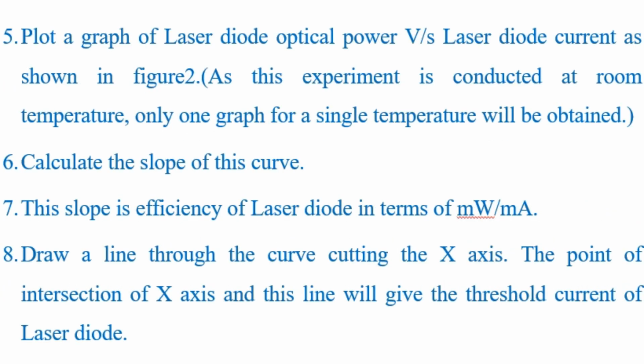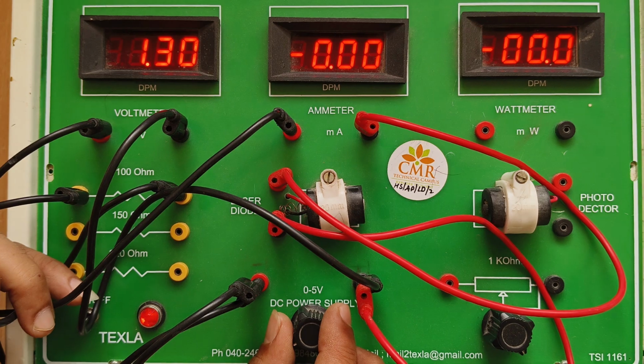Plot a graph of laser diode optical power versus laser diode current as shown in the figure. Calculate the slope of this curve. The slope is the efficiency of the laser diode in terms of milliwatt per milliampere. Draw a line through the curve cutting the x-axis. The point of intersection of the x-axis and this line will give the threshold current of the laser diode.